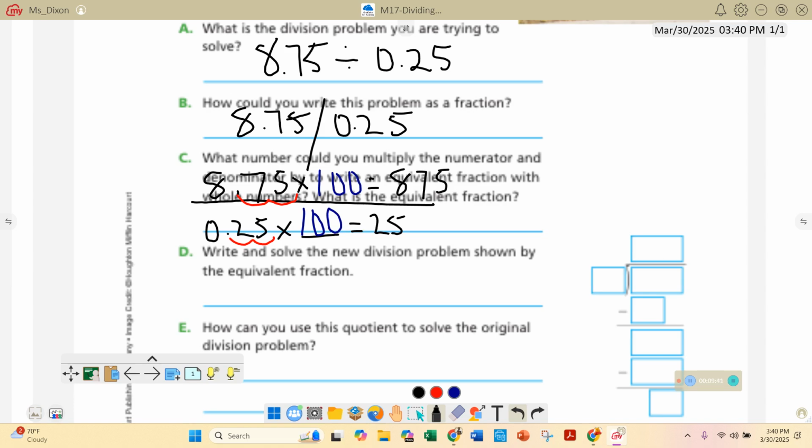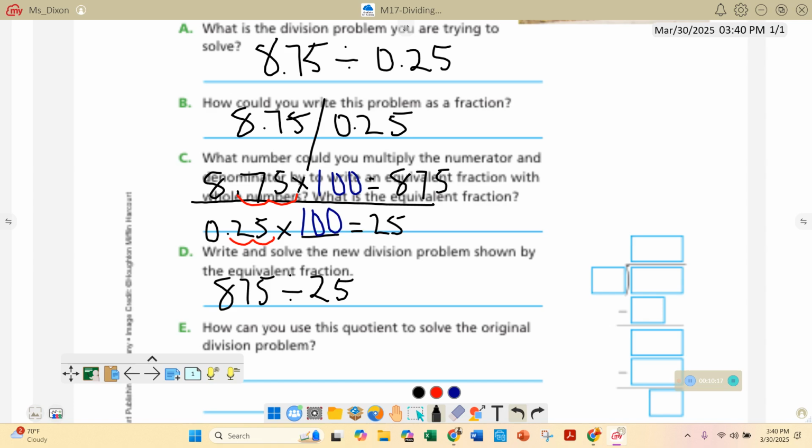This is now our new division problem. Remember, your numerator is going to be your dividend, and your denominator is going to be your divisor. So let's write and solve our new division problem using our new fraction. So that's going to be 875 divided by 25.